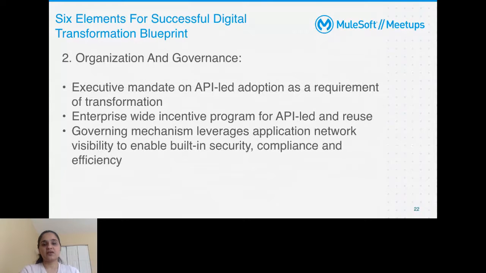Second element is the organization and governance. So executives, all the C-suite, should make the API-led adoption, the API first approach or API-led connectivity approach, mandatory for the digital transformation. Second is to make sure that the API-led approach is popular in the enterprise. So they should make some incentive programs for API-led and the reusability of the APIs. And third, they should have some governing mechanism that leverages the application network visibility to enable built-in security, compliance, and efficiency.